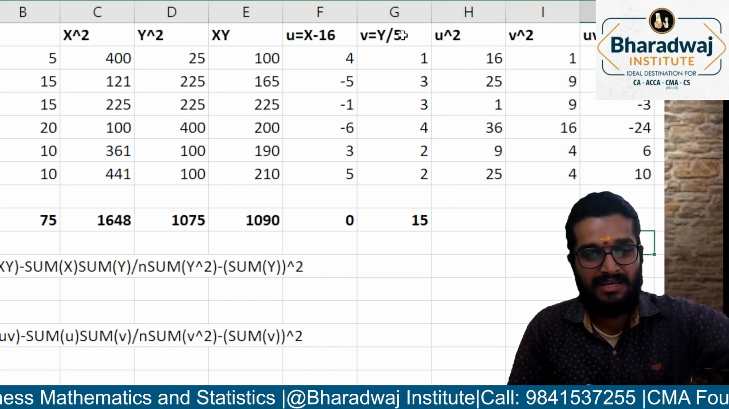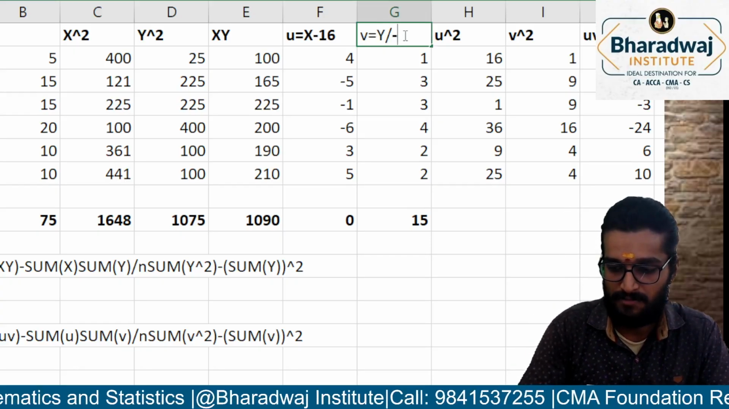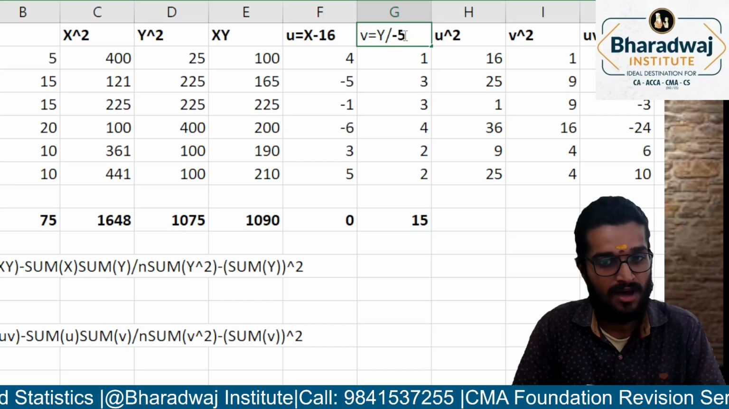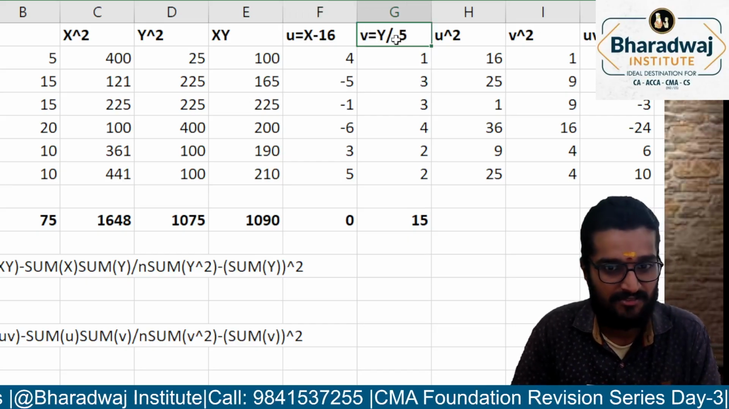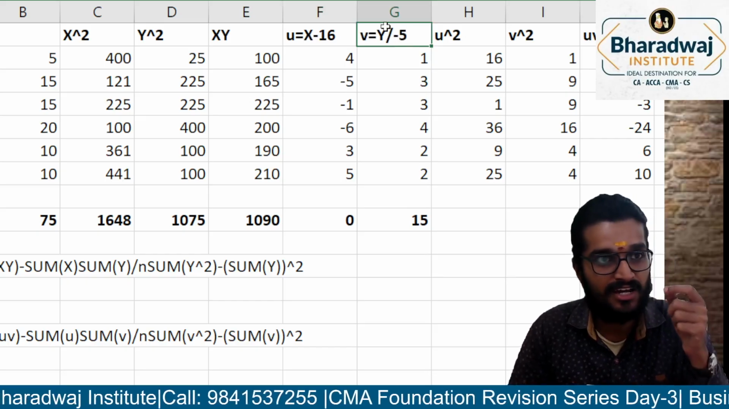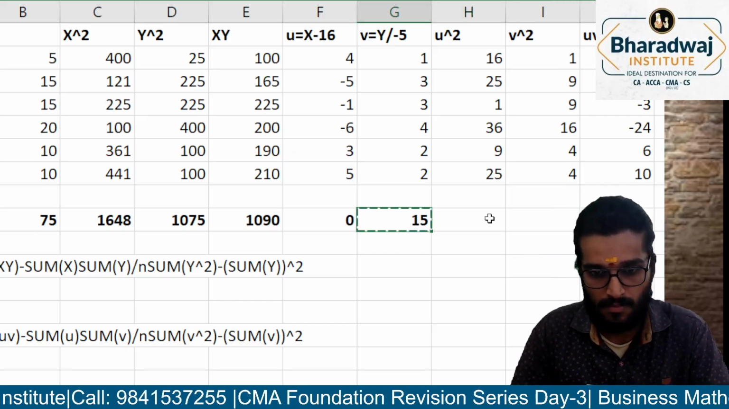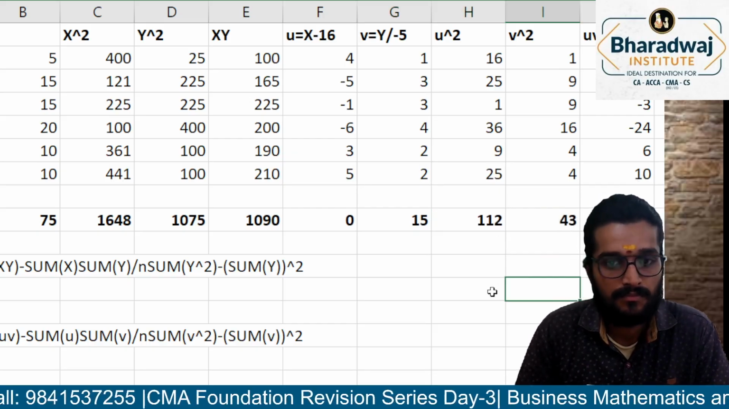Wait. Instead of taking y divided by 5, let me take it as y divided by minus 5, just to let you know the impact of change in direction. Here we have only change in scale. Here we have the magnification in the opposite direction. Clear? Minus 5.